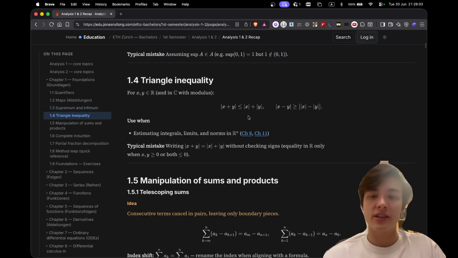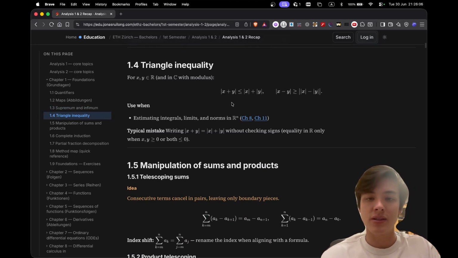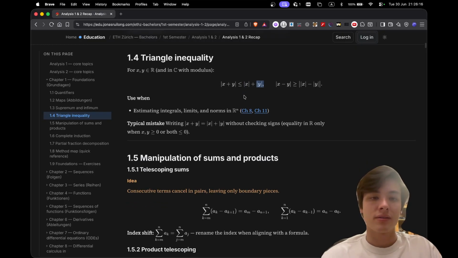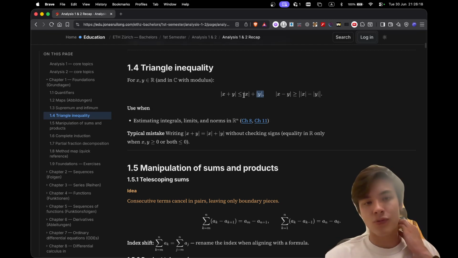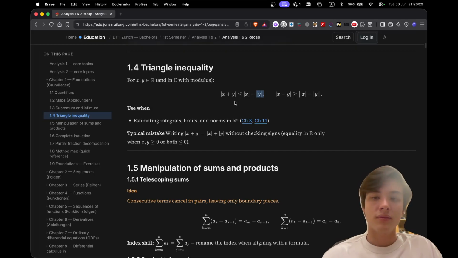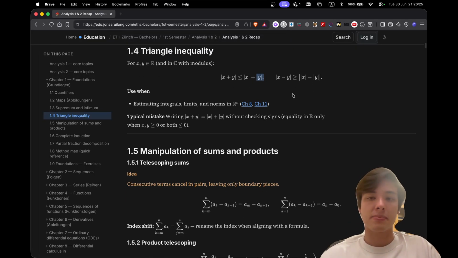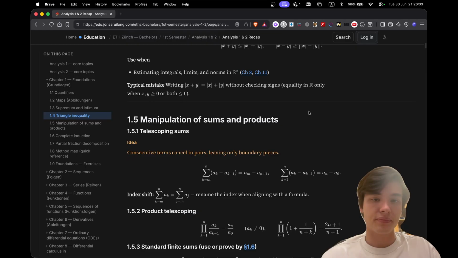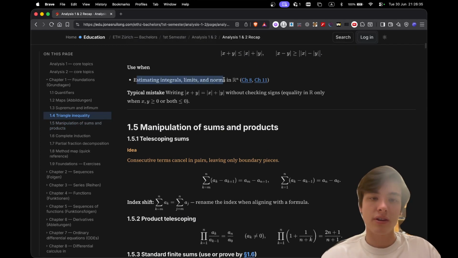Triangular inequality, I guess you have seen it quite a bit. So you have the absolute value of x plus y is smaller or equal to the absolute value of x plus the absolute value of y. For vectors as well. And if it's minus, then see it the other way. So when do we use it? Estimate integrals, limits, norms, and so on.